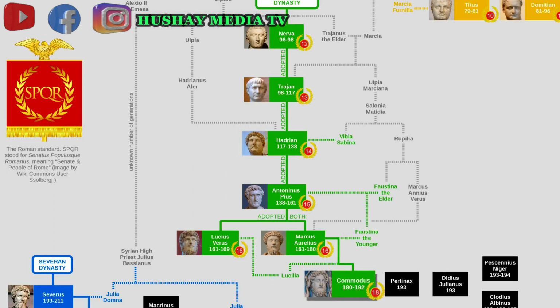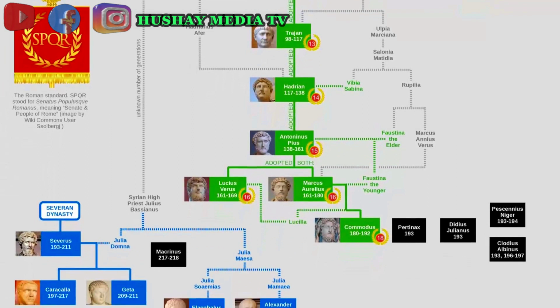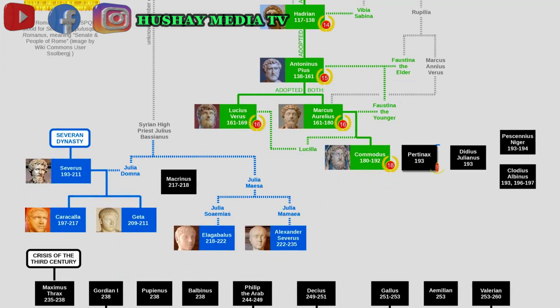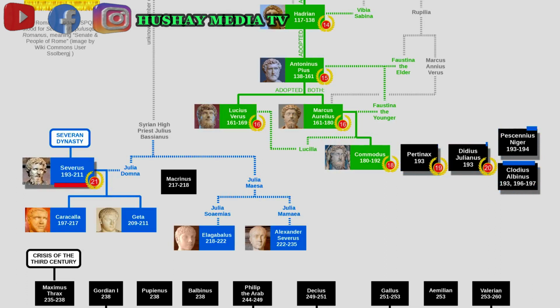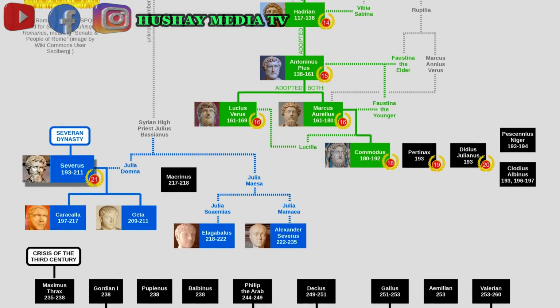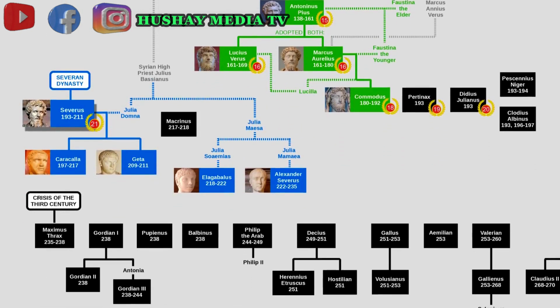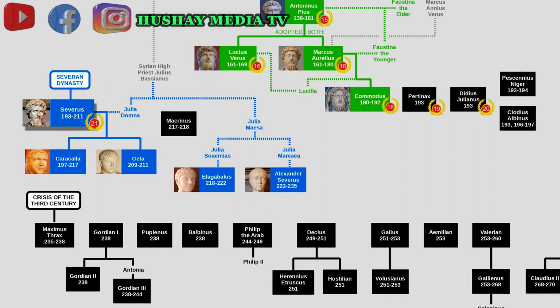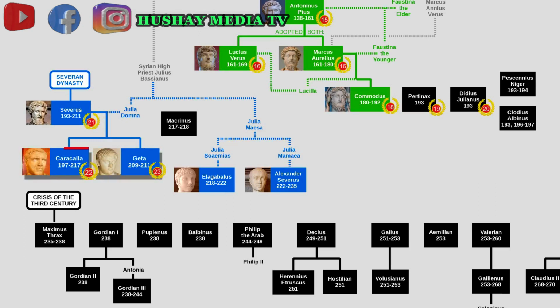Commodus eventually was assassinated, and then we get the year of the 5 emperors. 1, 2, 3, 4, 5 different individuals were proclaimed emperor in the year 193. But eventually, this individual, Severus, wins out and becomes sole emperor. He established the Severan dynasty, and during his time as emperor, he ruled partially with his 2 sons, Geta and Caracalla. After Severus died, Caracalla assassinated his brother, but then himself was assassinated.